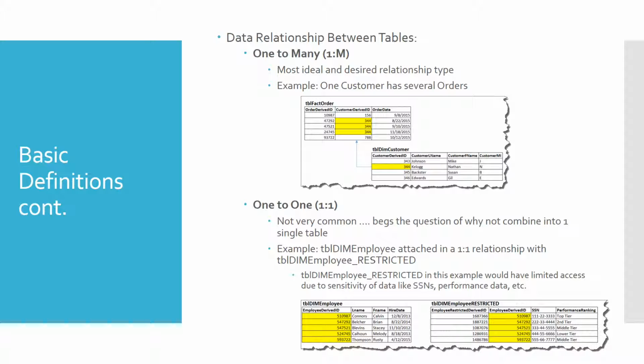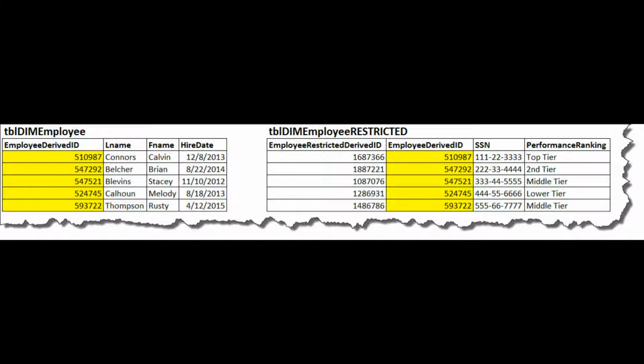But sometimes you might have a situation like I'm showing here where you have table dim employee and table dim employee restricted, where maybe in table dim employee, which is exposed to most everybody who has read access to the database, they could see employees' last name, first name, and different information about those employees. But table dim employee restricted would be kind of hidden away and restricted to only a very few people, and that would have real personal type information such as social security numbers, performance rankings, and those kind of things.